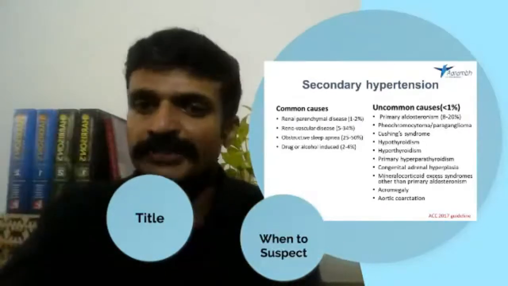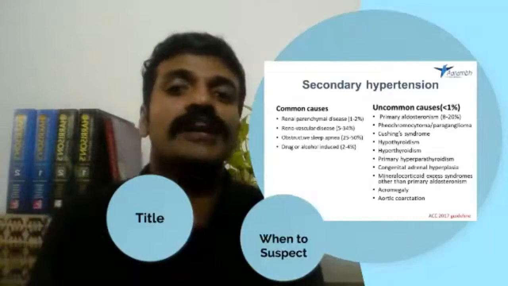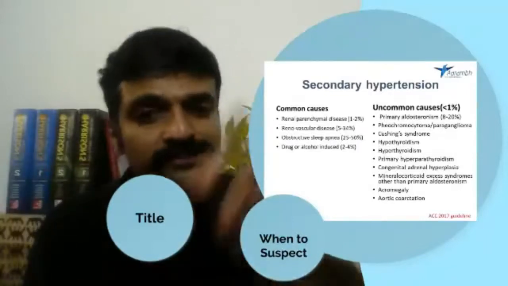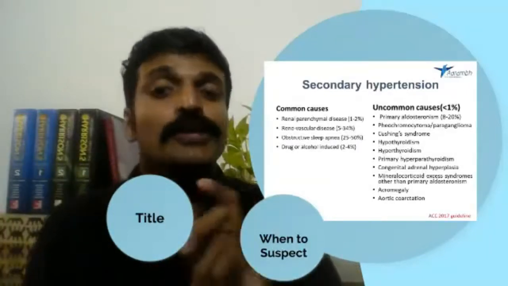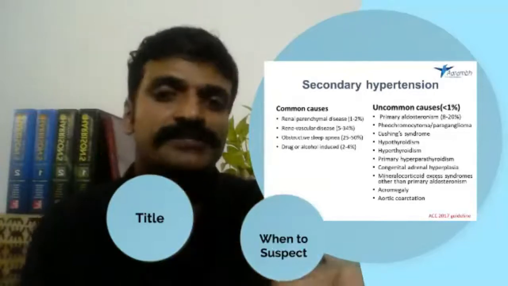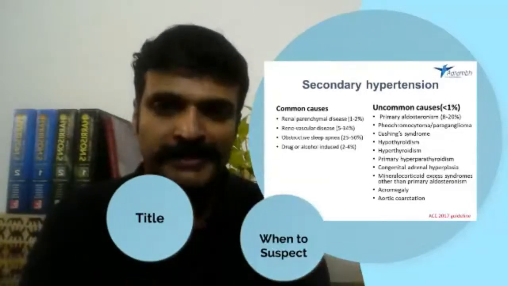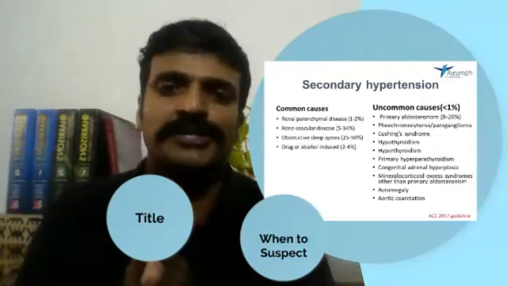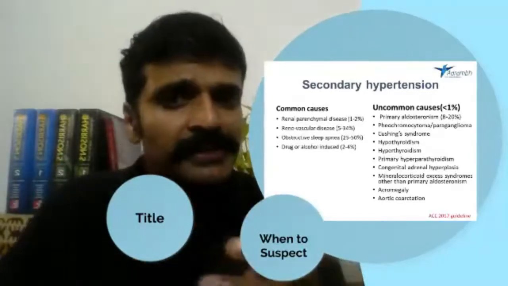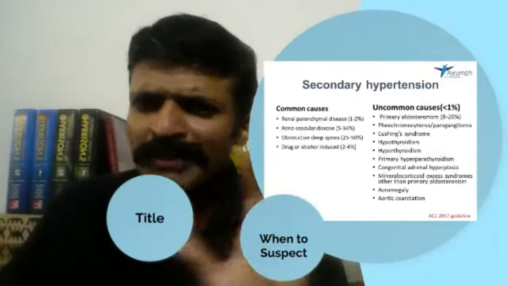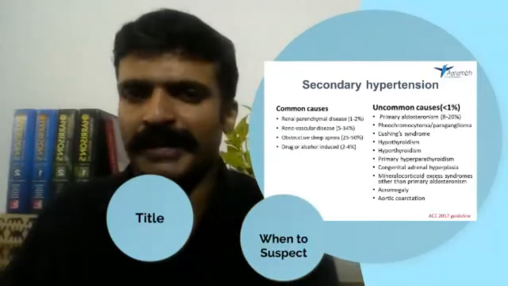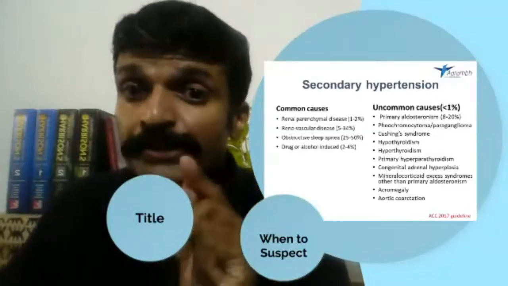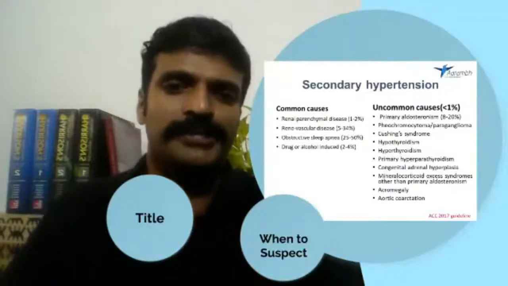It could be renal artery stenosis, dilate the renal artery. So there the treatment is to treat the primary condition. You might be able to do a reversal of the hypertension in these patients. Very important thing, patients with secondary hypertension might look very much like a patient with primary hypertension. The question is, when do you suspect secondary hypertension?